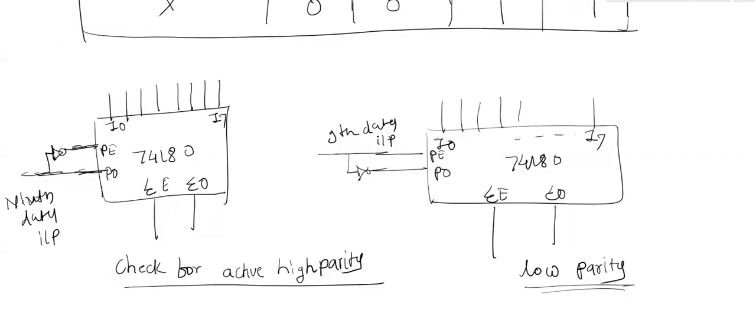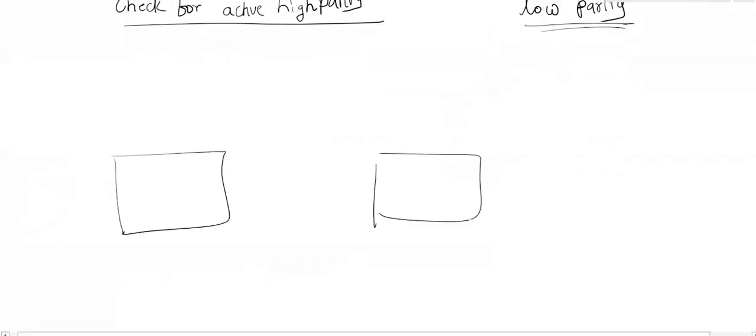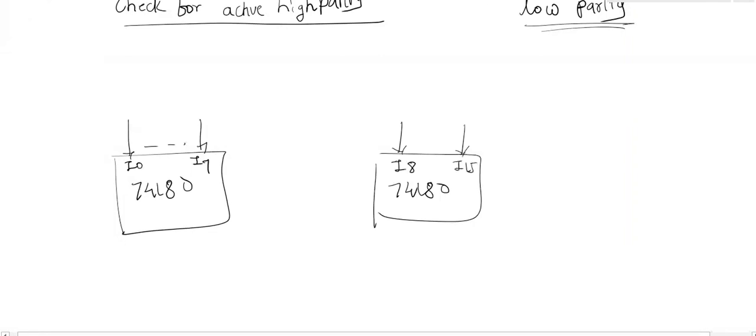These enable bits are also used for expanding the inputs. Now in a 74180 we can handle up to 8 input lines. But suppose we want to extend the number of input lines, then at that time we can use two 74180s. This is the first 74180 to check the data inputs I0 to I7, and this is the second one to check the data inputs I8 to I15. And at that time the outputs are summation of E, summation of O, summation of E, summation of O, and they are connected with the enable inputs.